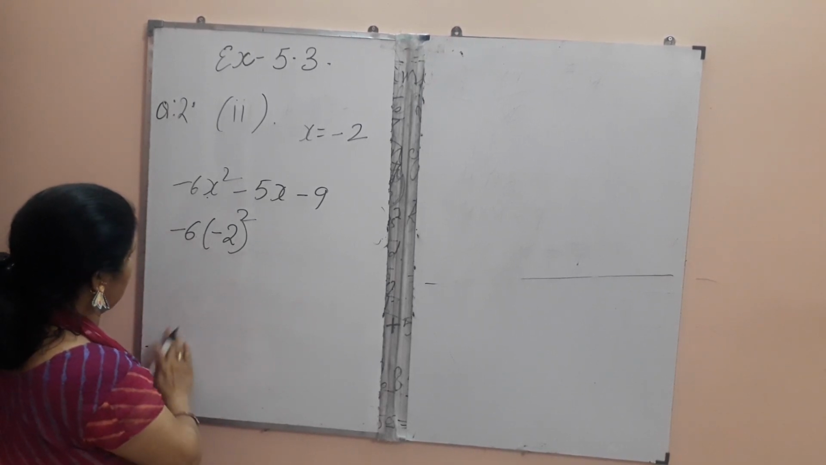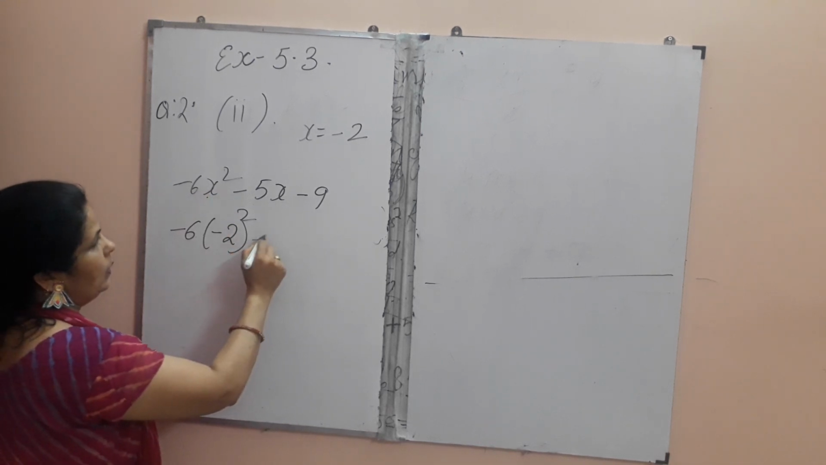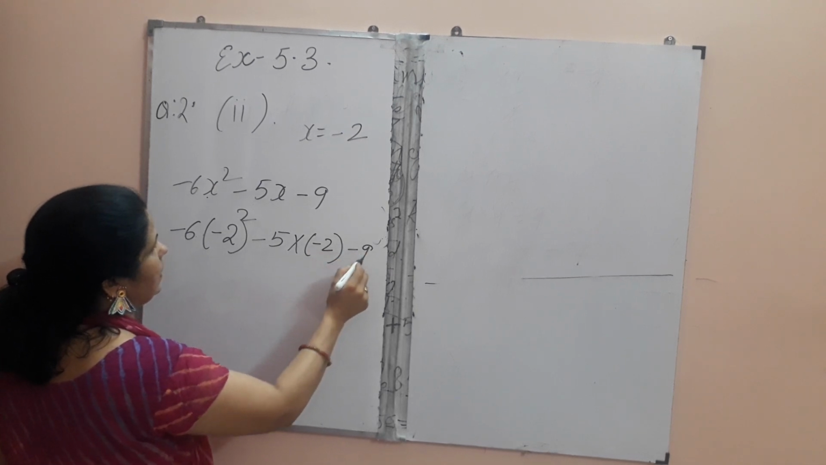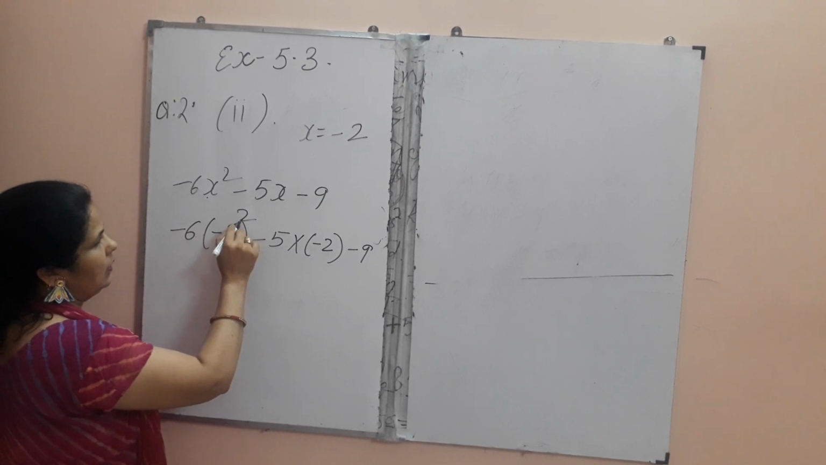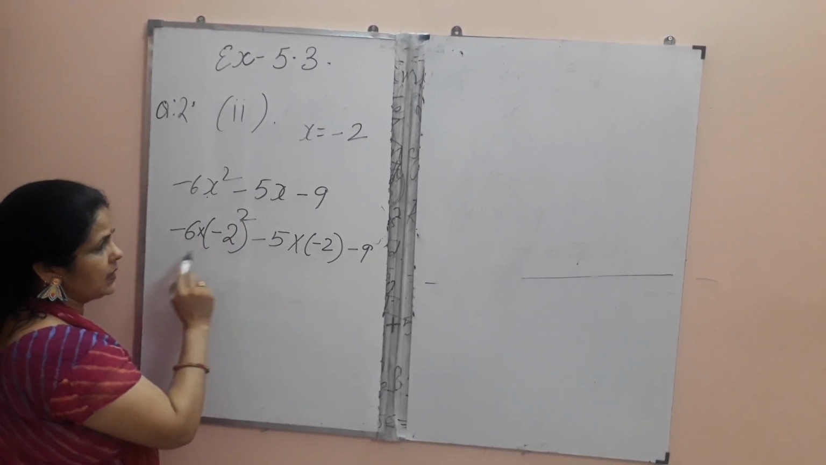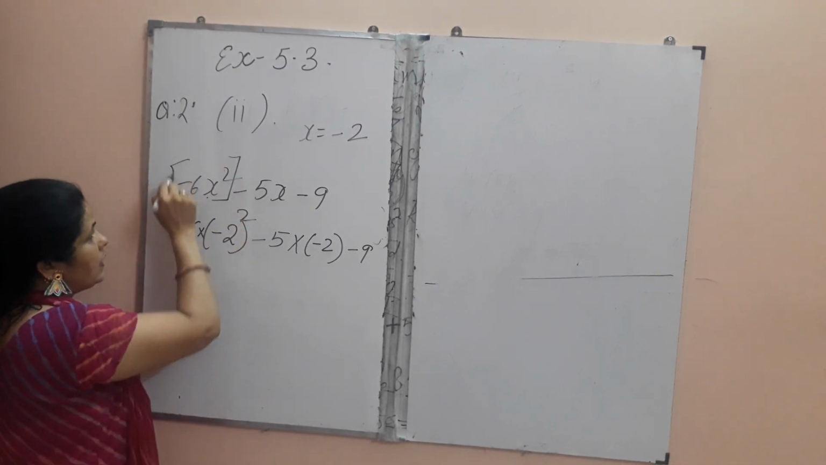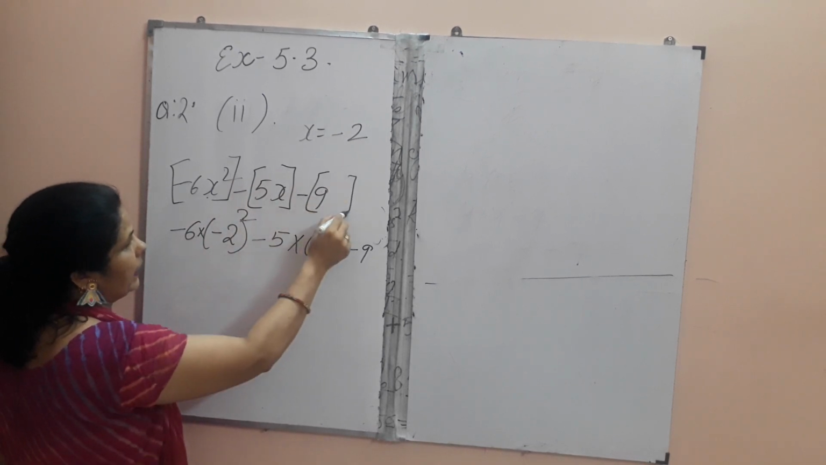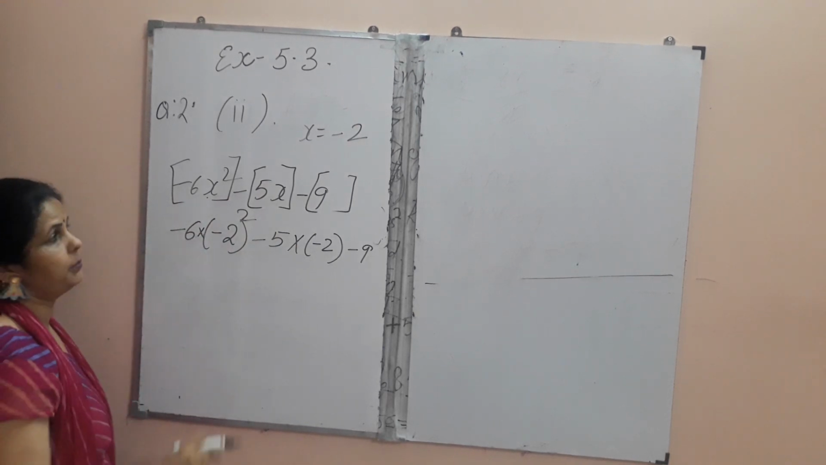We are not squaring the whole thing. We are doing only the square of x. Minus 5 into minus 2 minus 9. In this case, if there are too many minus and multiply signs, then we can put the terms into the big bracket to separate the terms.